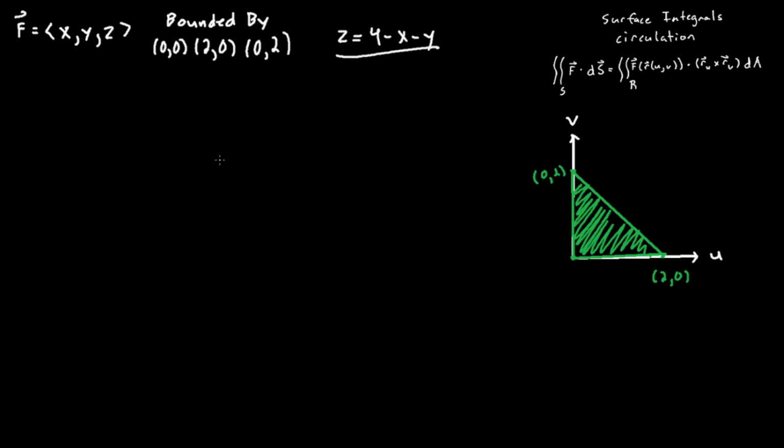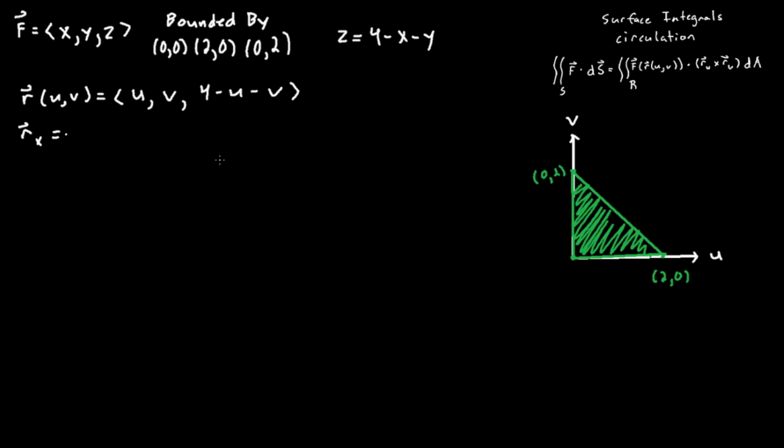So parameterization for any explicitly defined function is just like so. We have r(u, v) equal to, well, x is just u, v will be y, and the z component is just equal to this function here. Z is equal to 4 minus x, and you can replace x with u and y with v. Therefore, this is our parameterization for our function.